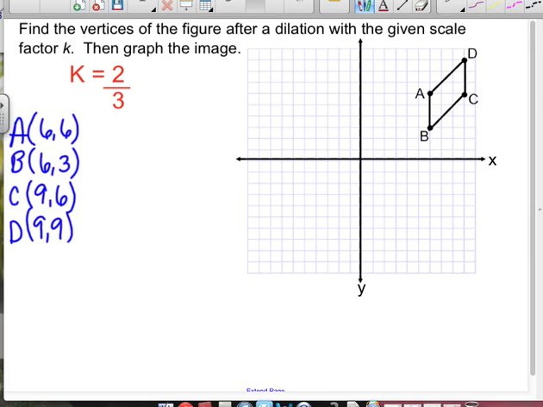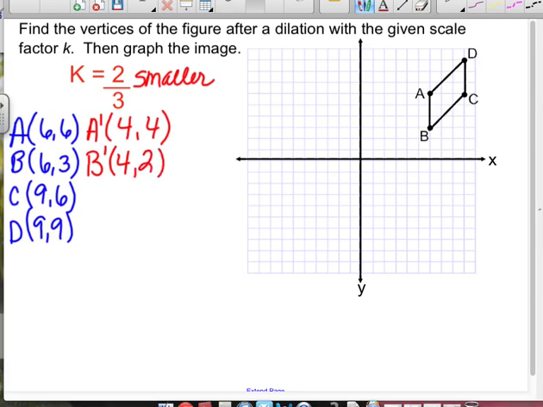Now, let's dilate it by 2/3. 2/3 is less than 1. This is going to be smaller than the original. So I'm going to take 2/3 of 6, which is 4. That gives me A prime. For B prime, 2/3 of 6 is 4. 2/3 of 3 is 2. C prime, 2/3 of 9 is 6. 2/3 of 6 is 4. And D prime is going to be 6, 6.